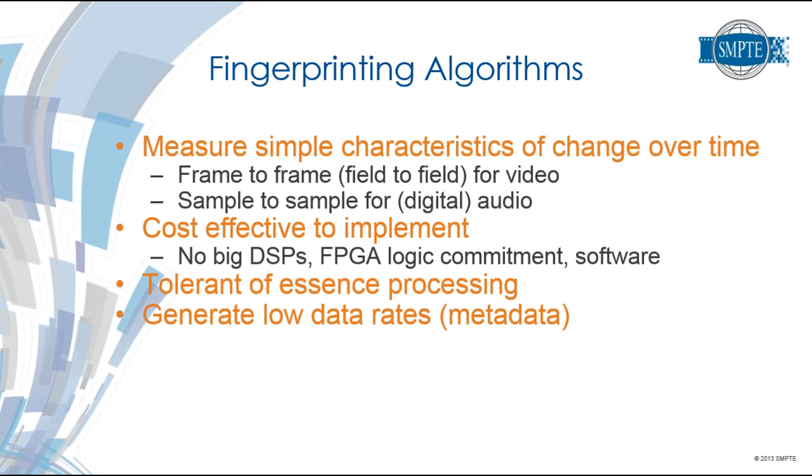So the fingerprinting algorithms, and the intent is that they measure simple characteristics of change over time, from frame to frame, or field to field in the case of video, and from sample to sample in the case of digital audio. You'll see shortly how that works. They need to be cost-effective to implement. We cannot be running big digital signal processors. We cannot have vast FPGA logic commitments here or huge amounts of code running. These need to be simple. And they need to be tolerant of the essence processing, as I talked about. We also want to generate low data rates. This is metadata. It's meant to be small, and the intent of these algorithms is to generate a small amount of data which will get the job done.